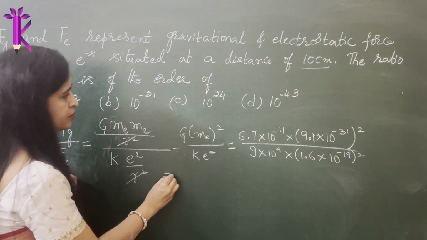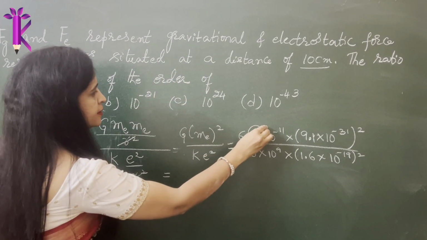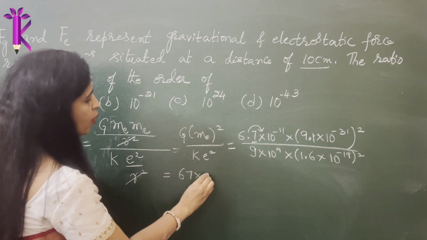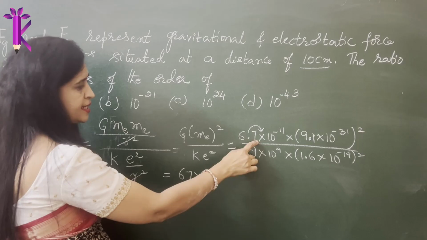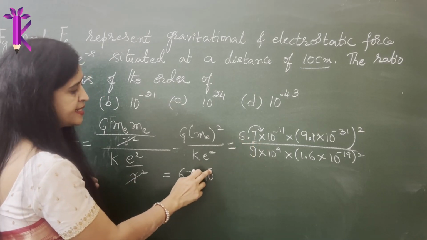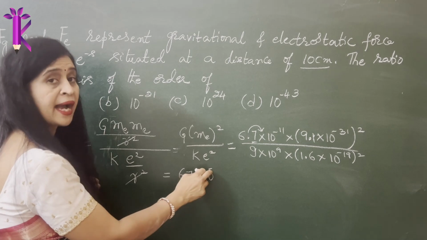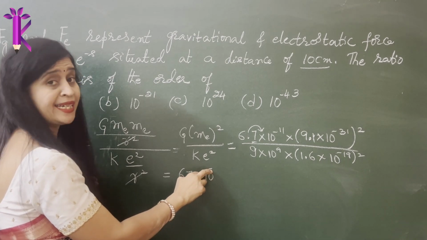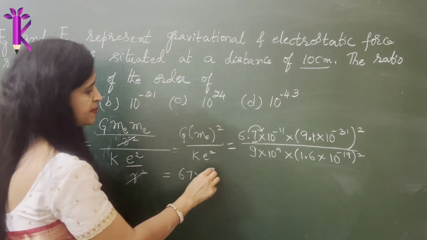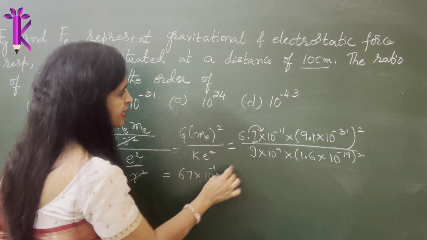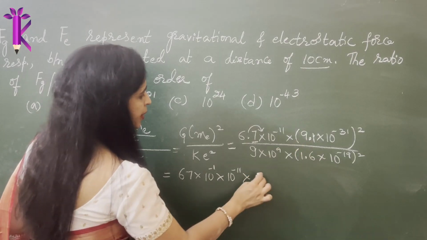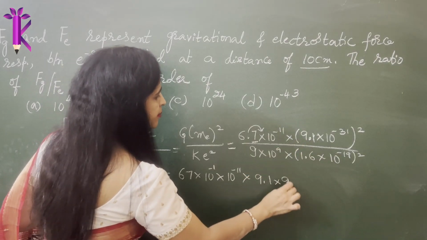So now shift the decimal to the right. If you shift the decimal to the right, it becomes 67. What will happen to the power of 10 if you shift the decimal to the right? The power of 10 decreases. It is denoted by the minus symbol, showing that the power of 10 decreases. Since you are shifting one decimal place, it has to be 10 power minus 1, into 10 to the power of minus 11, into 9.1. 9.1 remains as such.